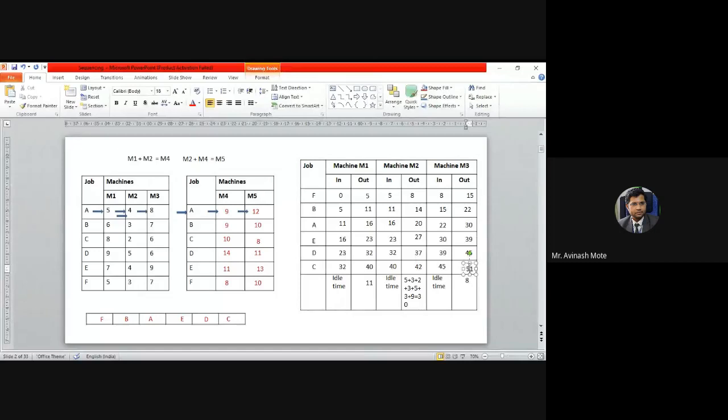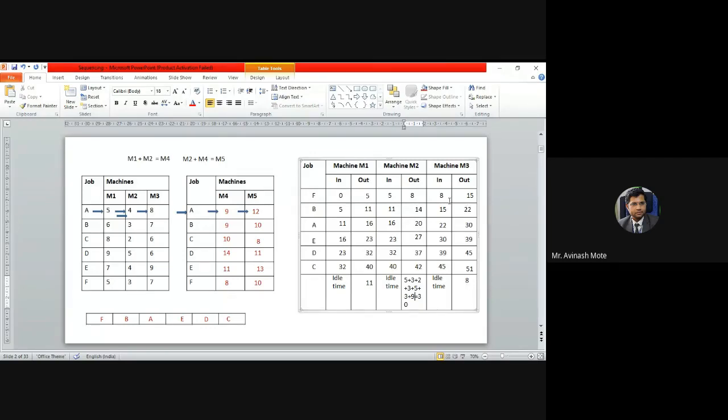51 minus 42. Okay, in the first case, what did we do? In the first question, 51 minus 40. Okay, that was 11. So here 51 minus 42, that will be 9. So total time will be 30. Okay, don't make the mistake in making the time. 30. Okay.